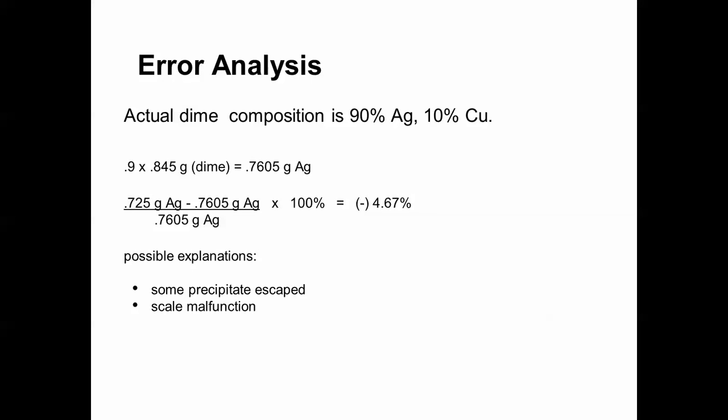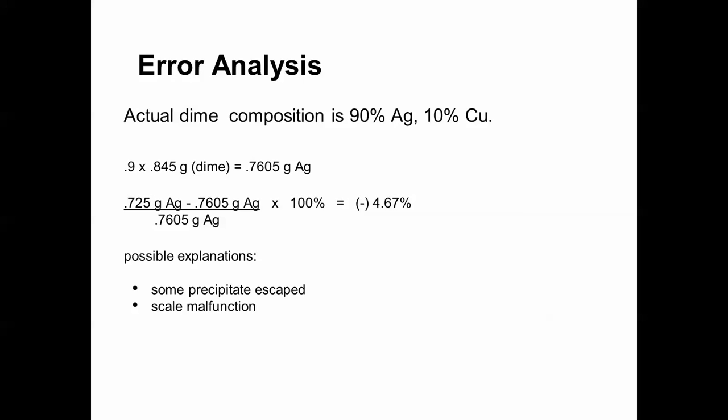For our error analysis, because we know that the actual dime composition is 90% silver and 10% copper, we know that 90% times 0.85 grams, which is the mass of the dime, equals 0.7605 grams of silver.